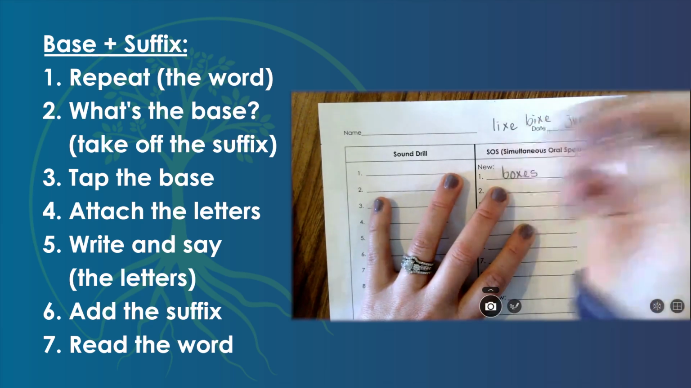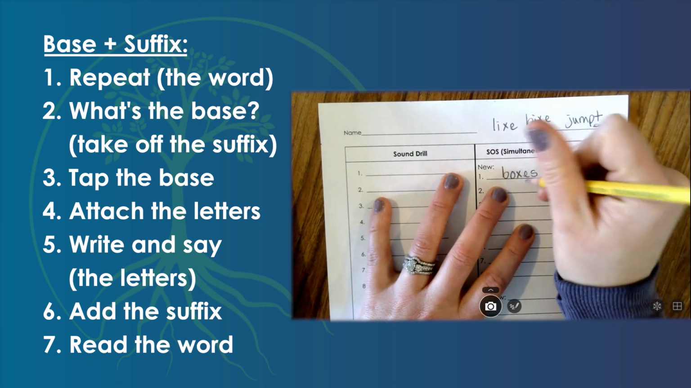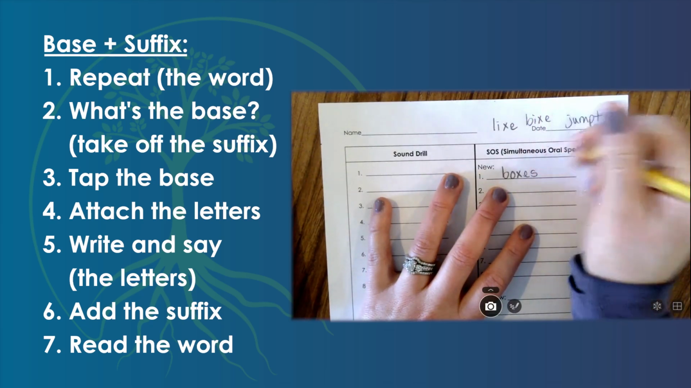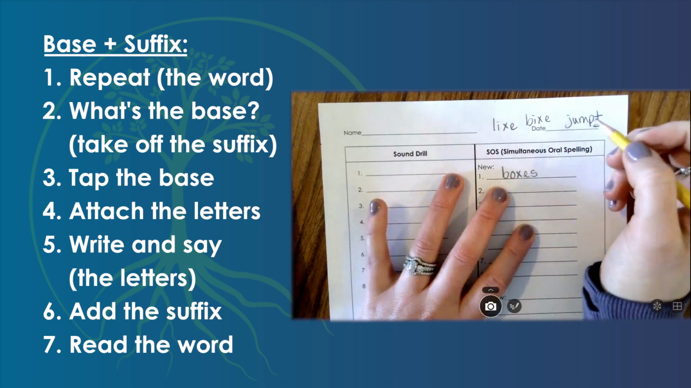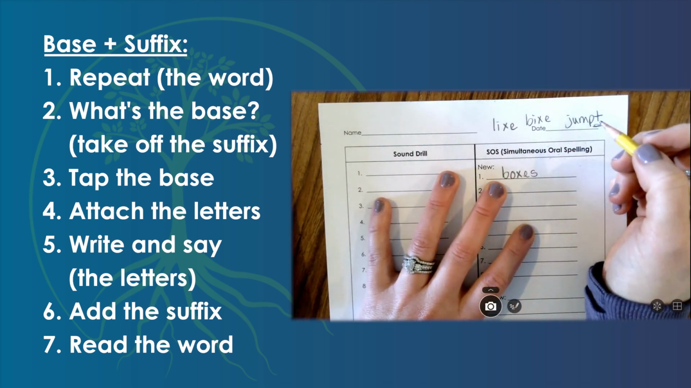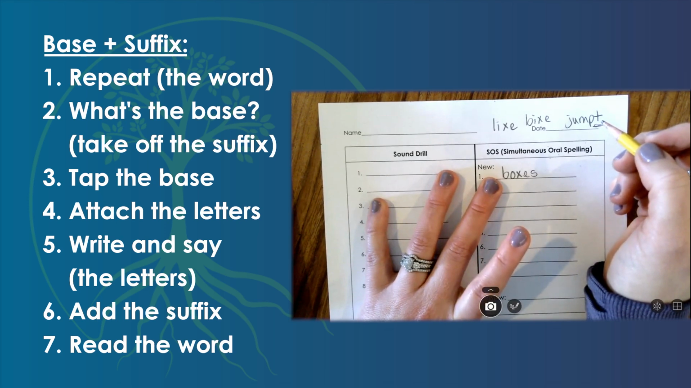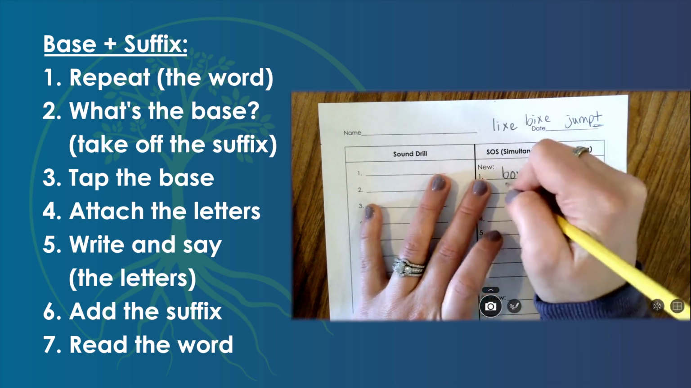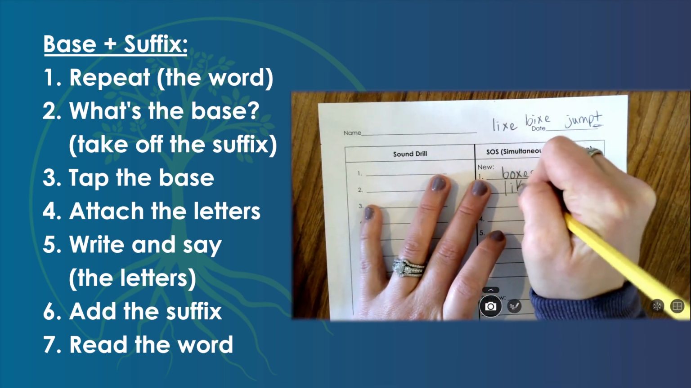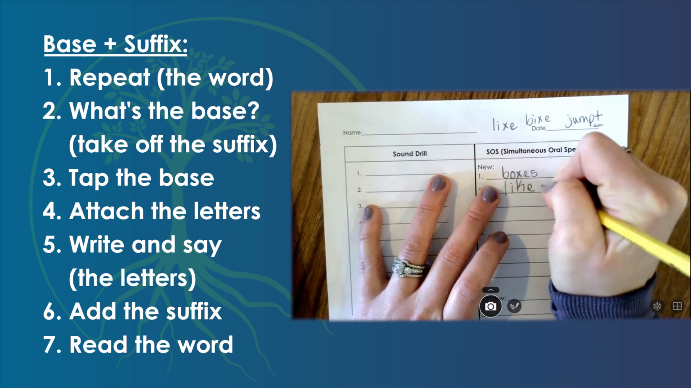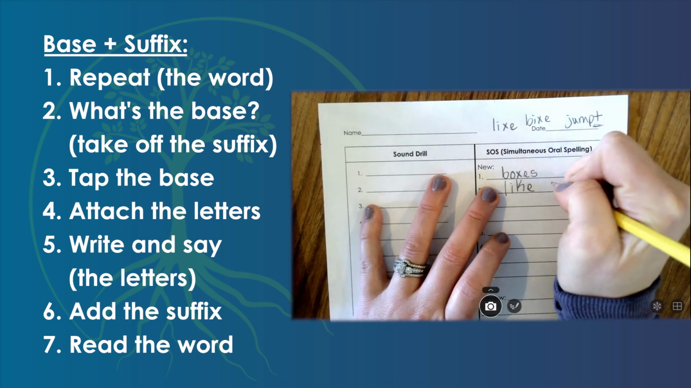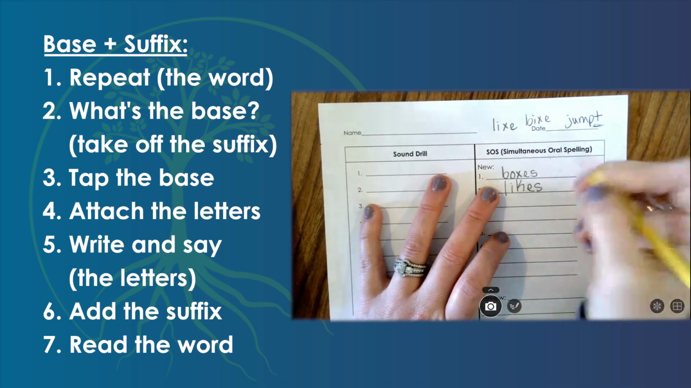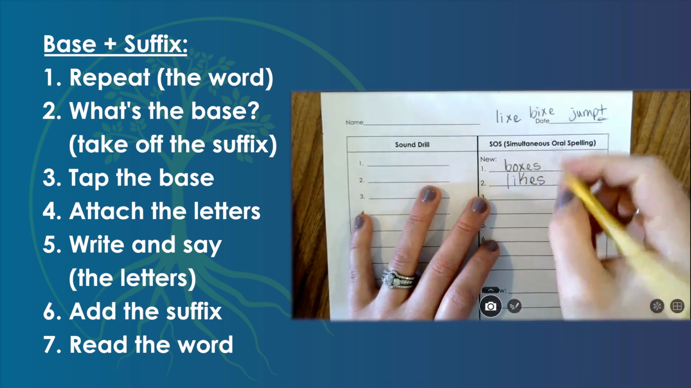Let's do another word, likes. Repeat likes, likes. What's my base? Like. Okay, tap like. L-I-K. Attach the letters, L-I-K-E. I'm wiggling for my E because it doesn't make a sound, so I'm not tapping for it. Attach the letters, L-I-K-E. Write and say, L-I-K-E. All right, now what suffix do we add to make the word likes? S. Okay, add S. Let's do another word, jumped.